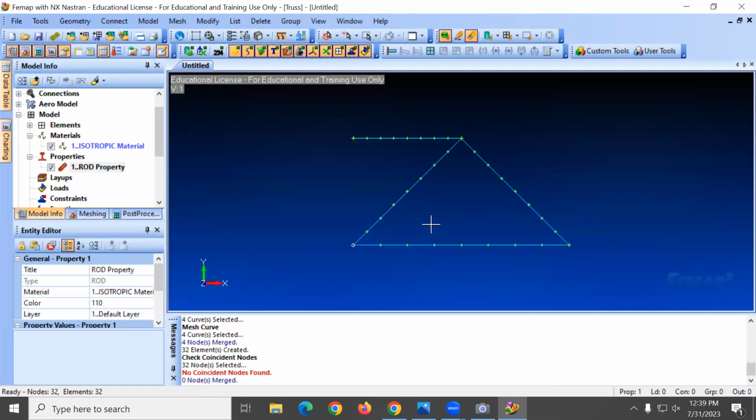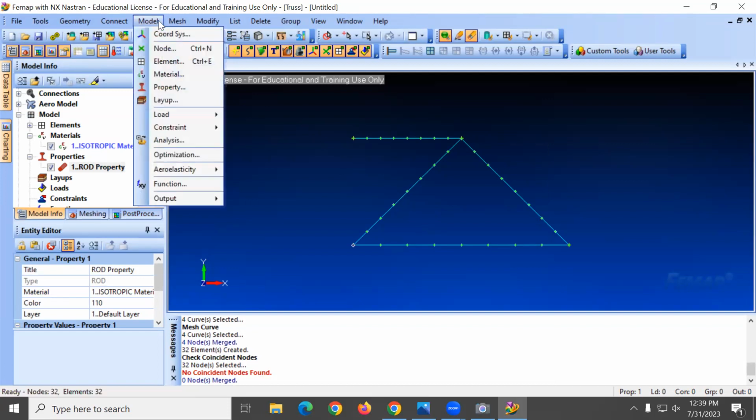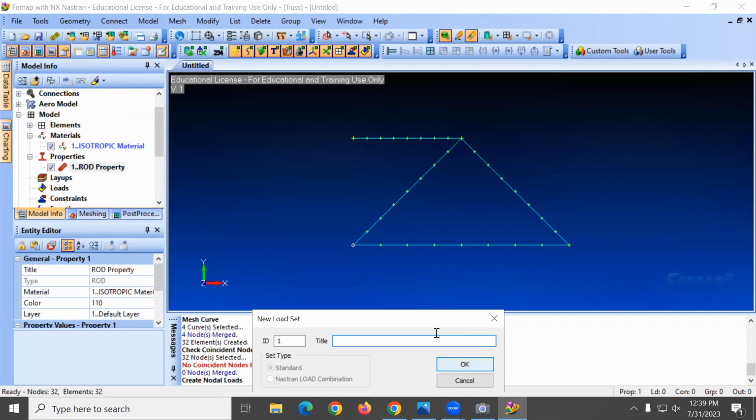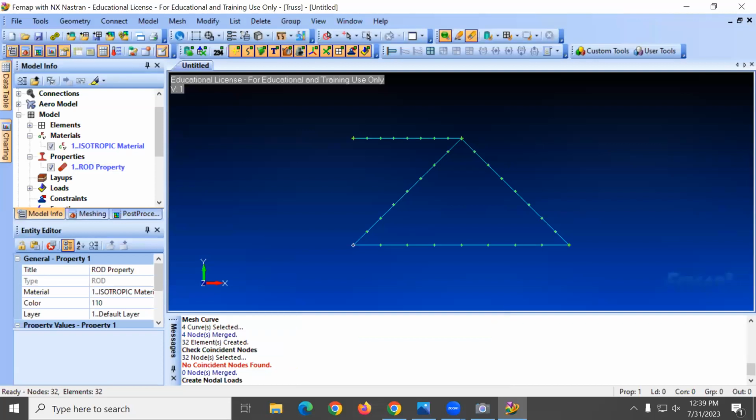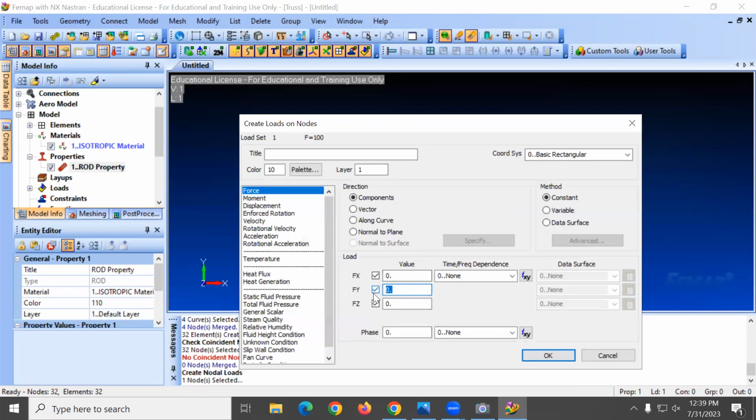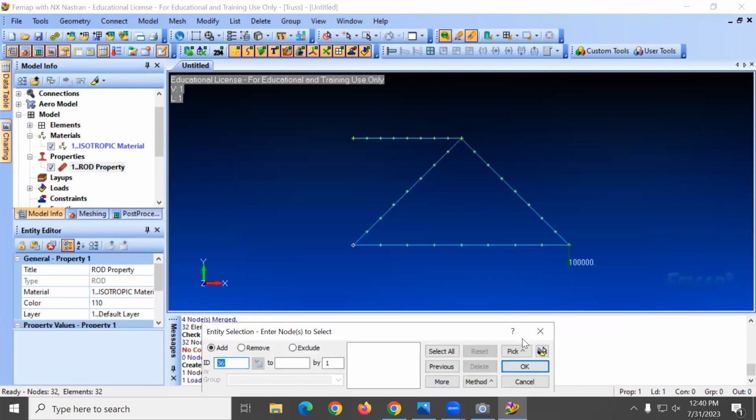All right. Now we need to apply the boundary conditions. So let's first apply the load. So model, load on the node. So let's say we have F equal to 100. We apply it over here. Oh, it's not 100. Yeah, it's 100 kilonewtons, no? So minus 100 times 10 to the 3. Okay.